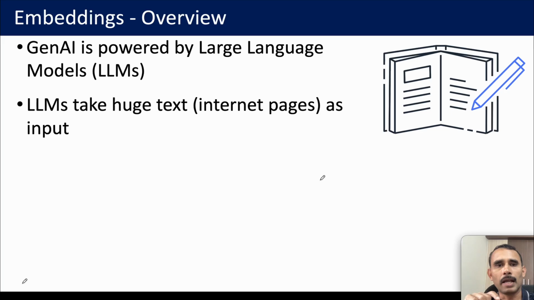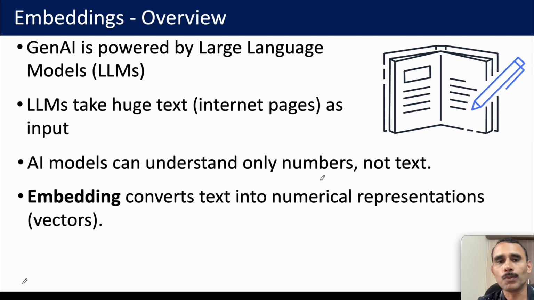As you already know, Gen AI is powered by large language models or LLMs. LLMs take a huge amount of text. Literally, it eats up the complete internet pages as input and then it trains itself on that input. Basically what it does is it goes through the text and tries to make sense of each word, the semantic meaning of each word, the relationship between words and the context in which these words are used. And then it converts these words into numerical representation because AI models cannot understand text, they can understand only numbers.